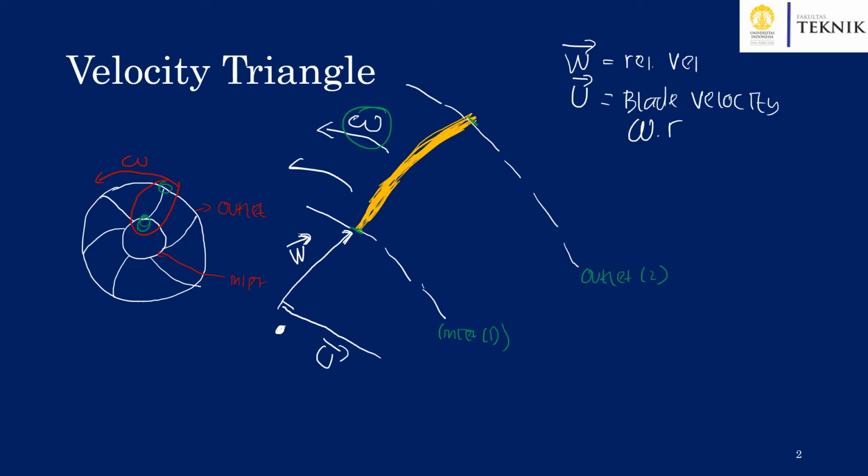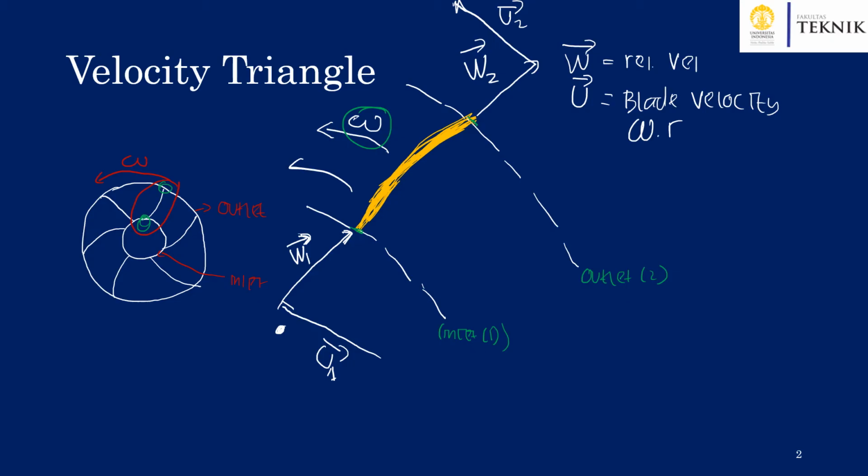At this point we still talk about the inlet section, and at the outlet section we can also have W here. To distinguish between the inlet and the outlet, we put W2 here, and this is W1, and we have U1 here. And at the outlet part, we have U2 in that direction. The last component of the velocity triangle is called the absolute velocity.